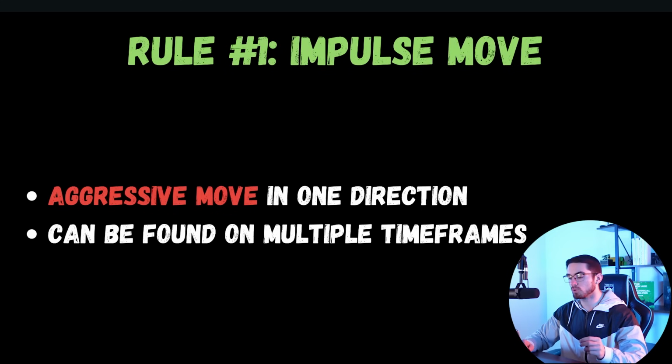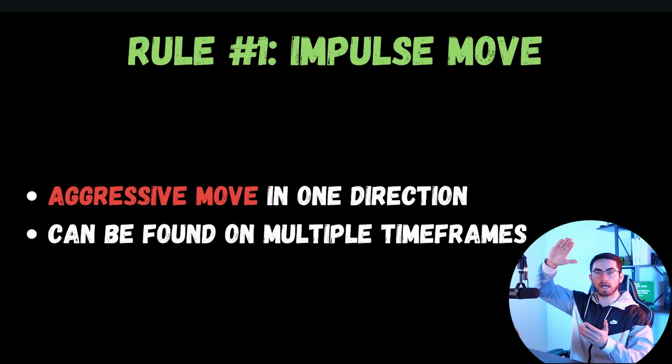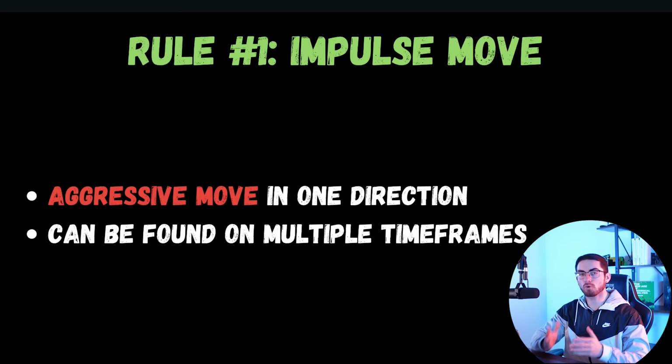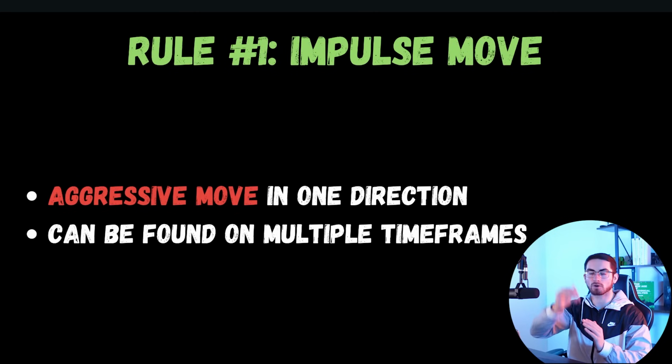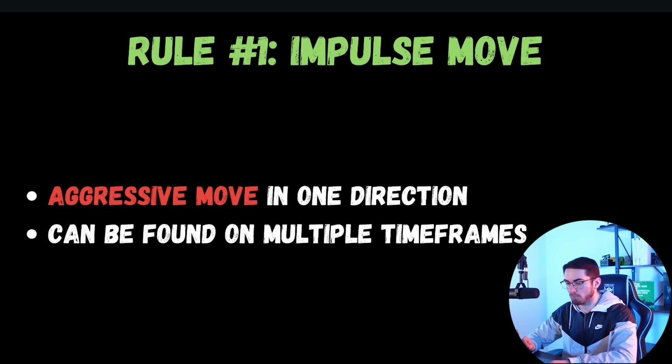An impulse move is going to be an aggressive move in one direction, whether it be to the upside or to the downside. And for this impulse move, it needs to be a very direct move to the upside or downside. I don't like to see price trading all over the place and then make the move up or the move down. Now, with this impulse move, we can find this on multiple time frames. So now let's head on over to a chart and I'll show you exactly what an impulse move looks like.